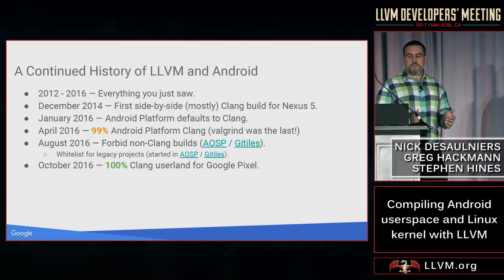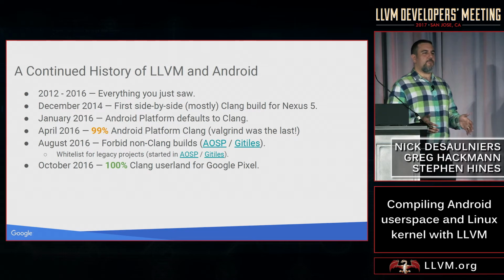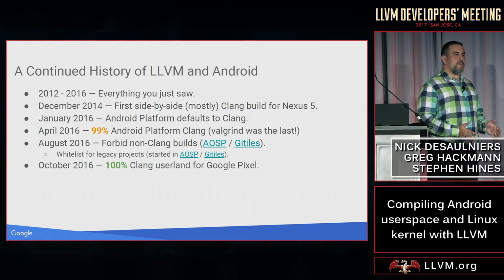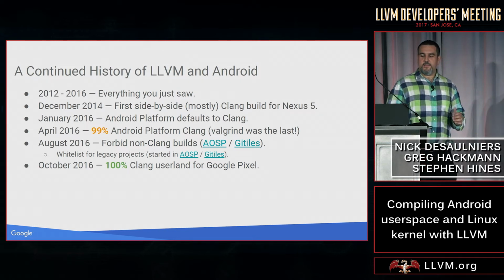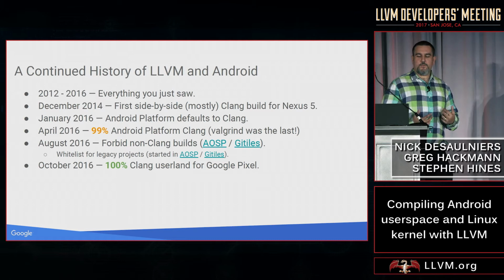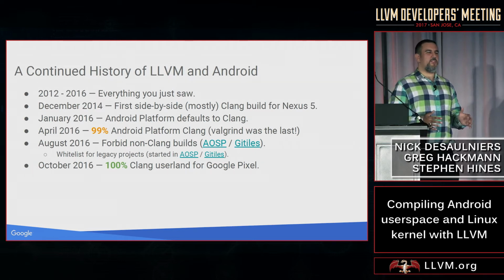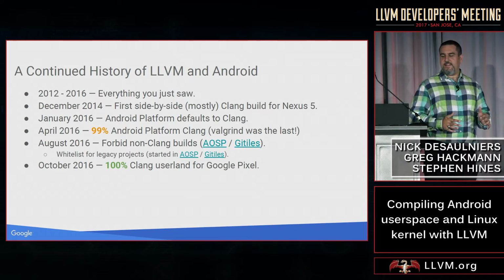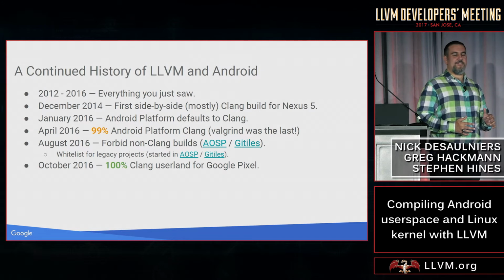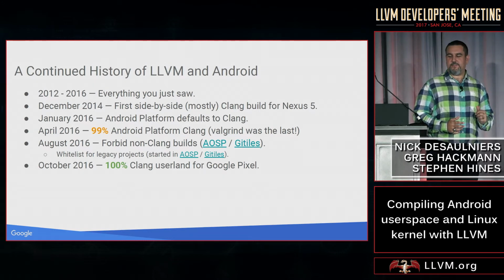By January 2016, we actually defaulted to Clang. So we switched our actual regular default to Clang rather than GCC, but we kept both builds running. There's still, again, a bunch of things that are setting local Clang to false. By April of that year, we actually got to 99%. We were literally down to like 3 projects. Valgrind was the last. It had a few really, really tricky, nasty issues.